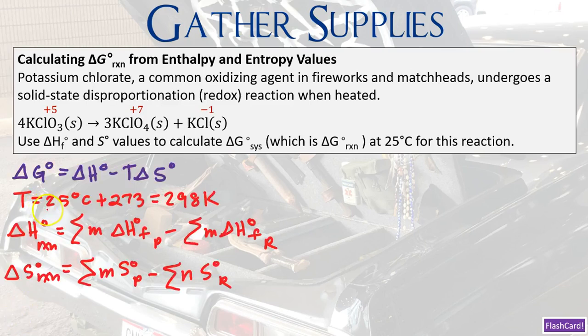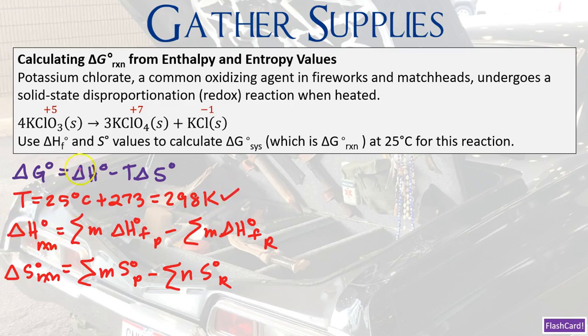Next, we want to bring about everything we know or have learned. So we just learned that delta G naught is equal to delta H naught minus T delta S naught. Of course, we're trying to solve for delta G naught here, so we need to start figuring out how to solve for each of these variables. Temperature is given at 25 degrees Celsius. If we add 273, we automatically get our temperature of 298 Kelvin. So we already have that.